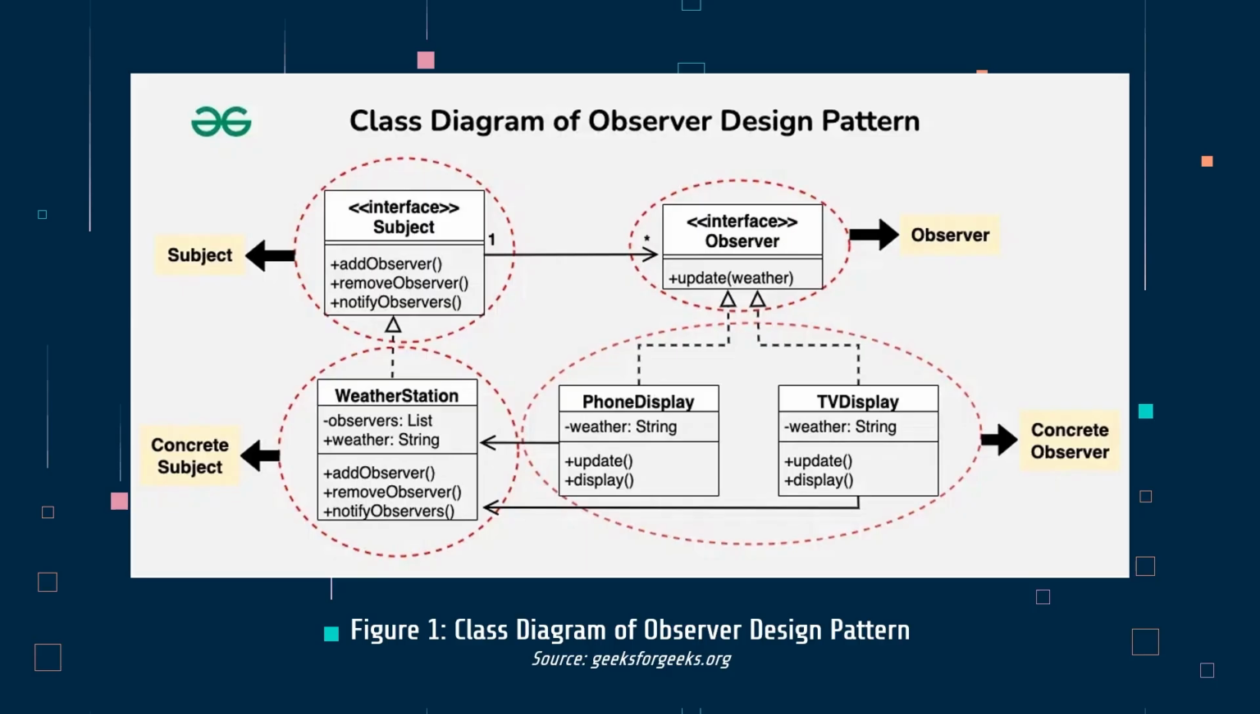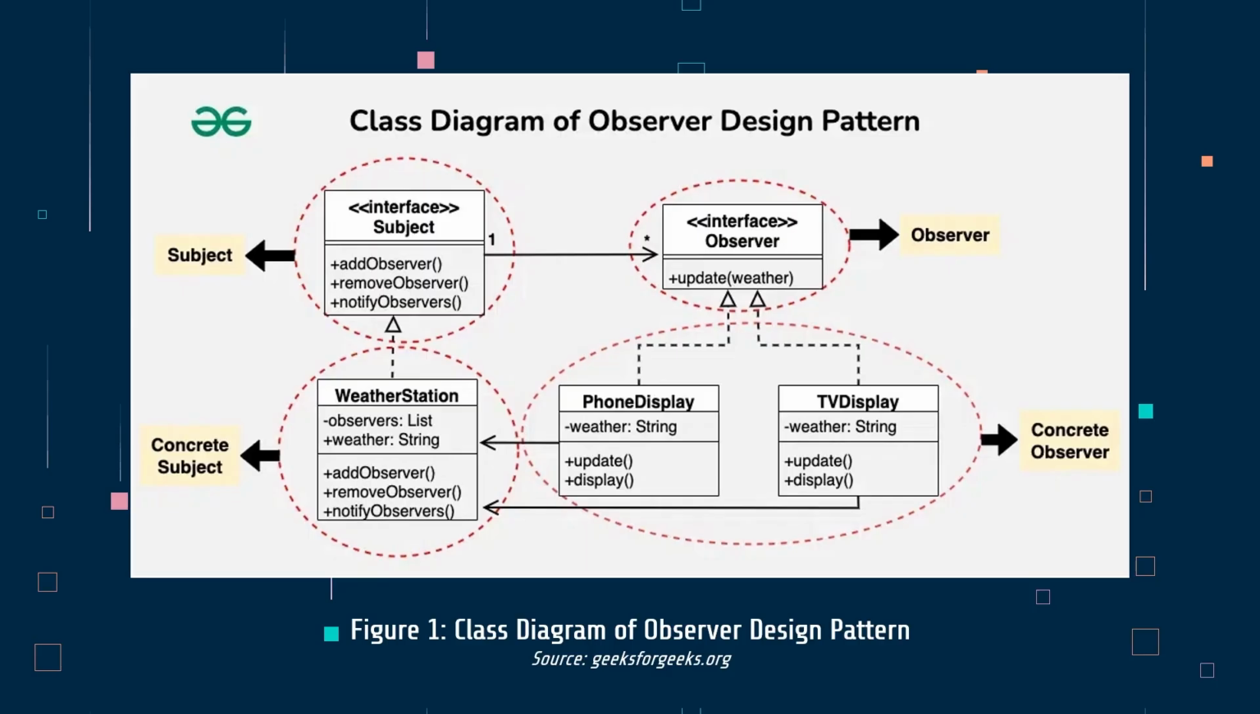It provides methods. As you can see, the 3 methods: add observer, remove, and notify observers. It maintains a one-to-many relationship with observer instances. The second one is the concrete subject, namely WeatherStation. It implements the subject interface, maintains a list of observers, has a state variable, namely weather string, and implements methods to add, remove, and notify observers when the weather changes.